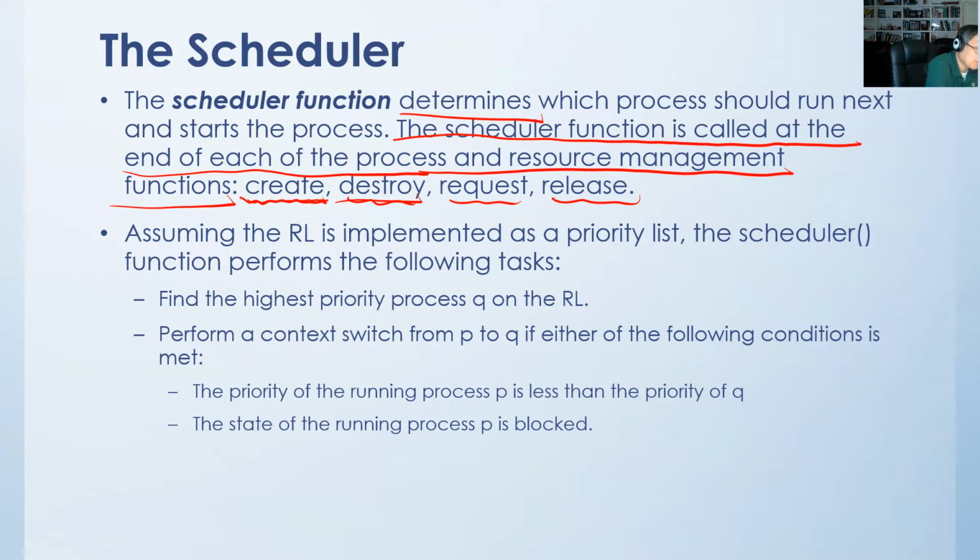Now, the two other scenarios are request and release. We just discussed these two cases. Remember, the request function will be called when a process is running and requests a resource, say process P requests resource R. If the resource R is available, it will be allocated to the process and the process continues to execute. Now that's the easy case.